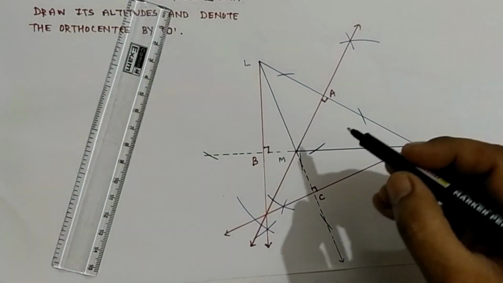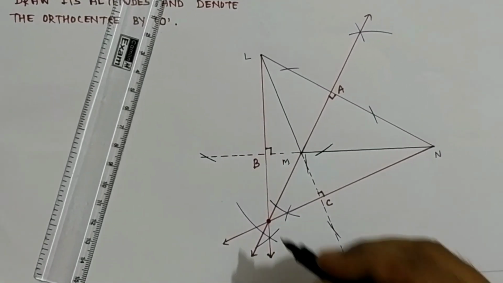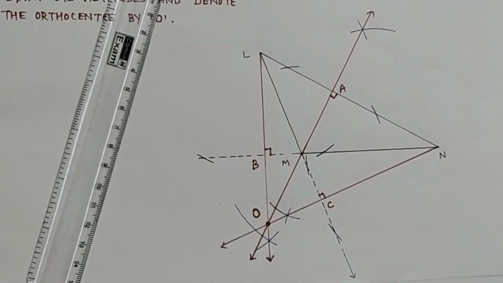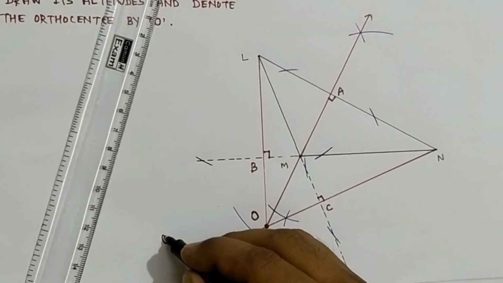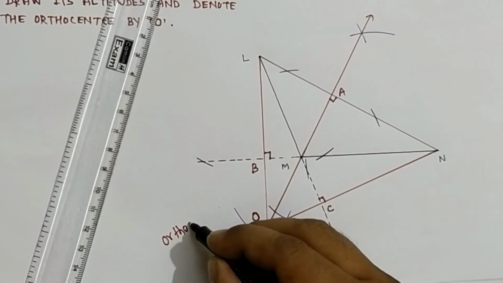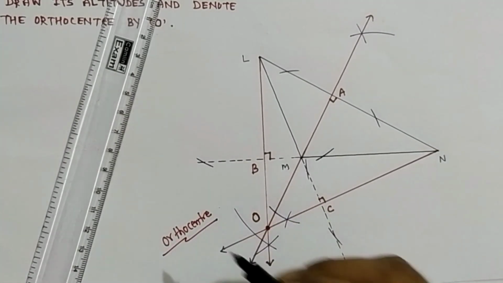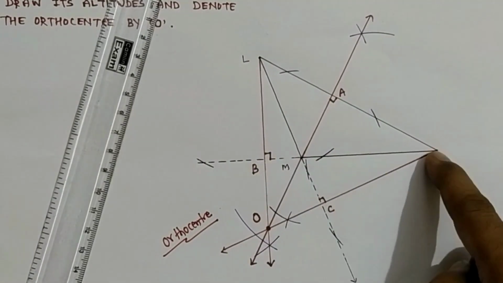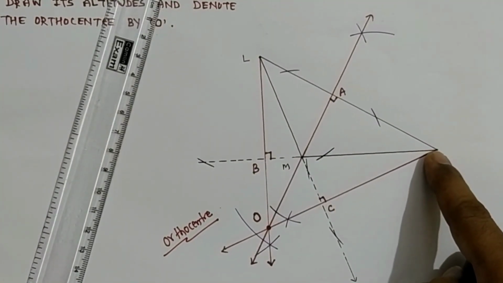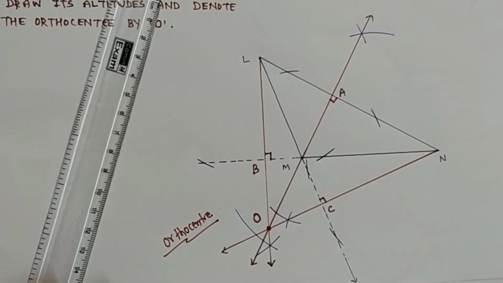And now you can see that all three perpendiculars meet at this point. Name it as point O. This is the orthocenter. Okay students, so for this triangle LMN we have constructed all three altitudes and we got the orthocenter.